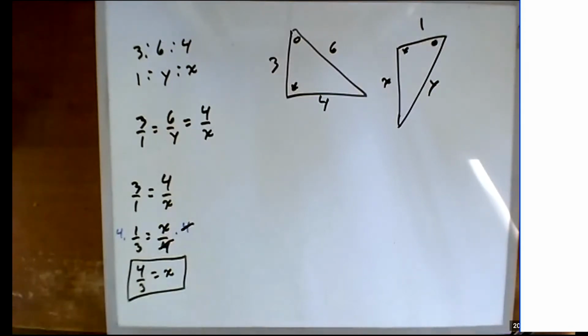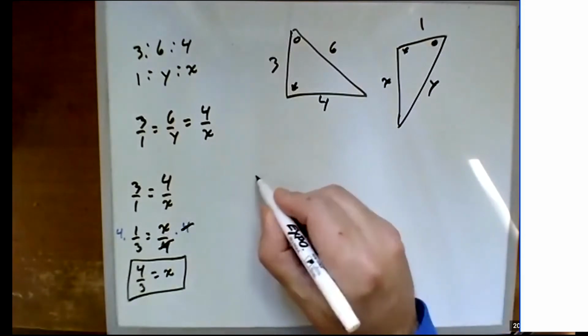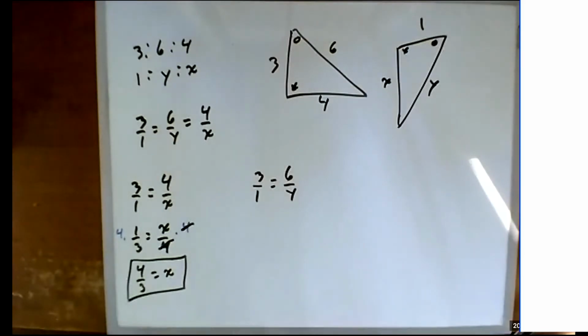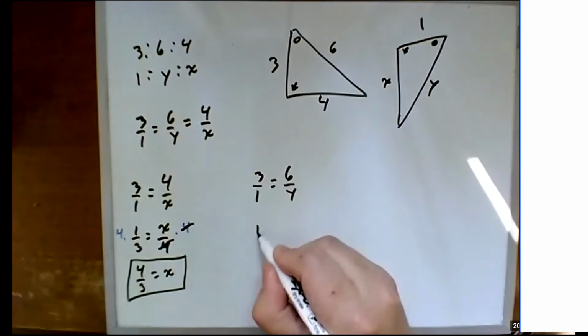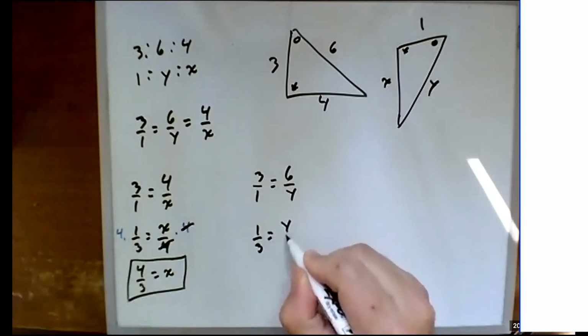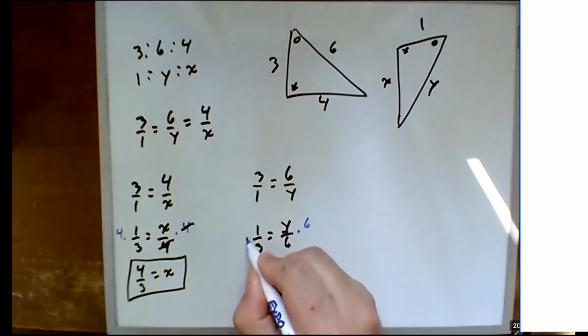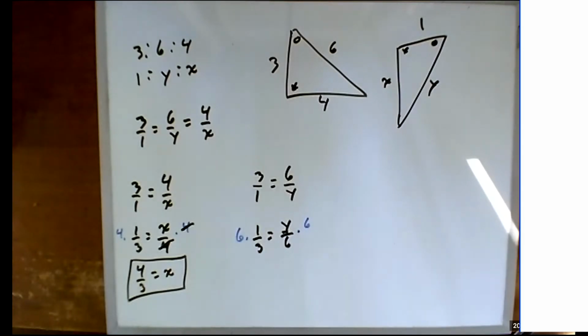One more time for the y. 3 over 1 is equal to 6 over y. Again, I'm going to flip this on its head. I'll get 1 over 3 rather, is equal to y over 6. I would like y to be on its own, so I'm going to multiply by 6 on both sides. The 6 disappears. I end up with 6 over 3 equals y. Well, 3 goes into 6 nicely. It goes in 2 times. So it turns out that y is equal to 2.